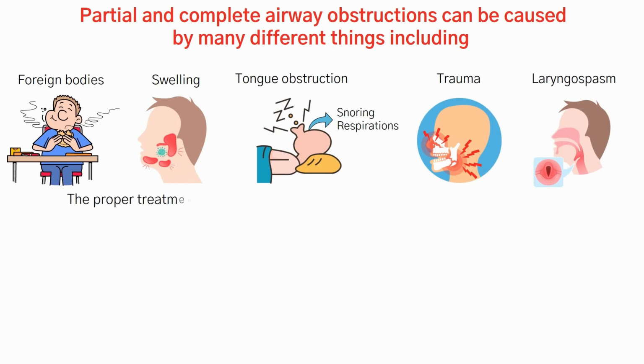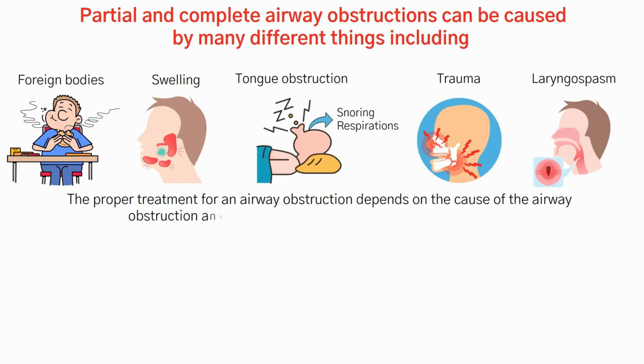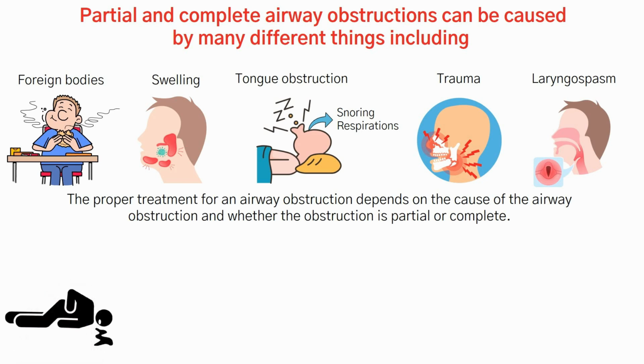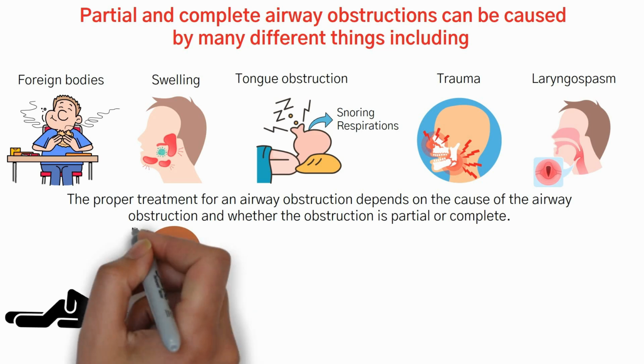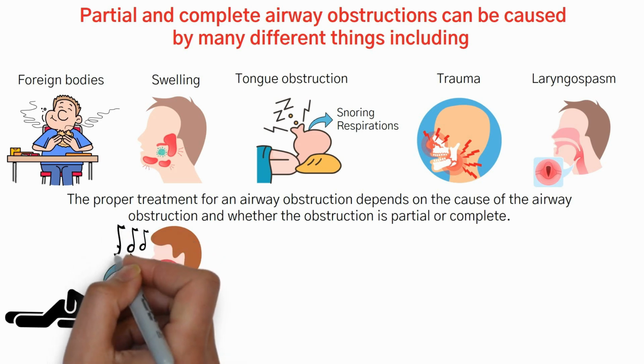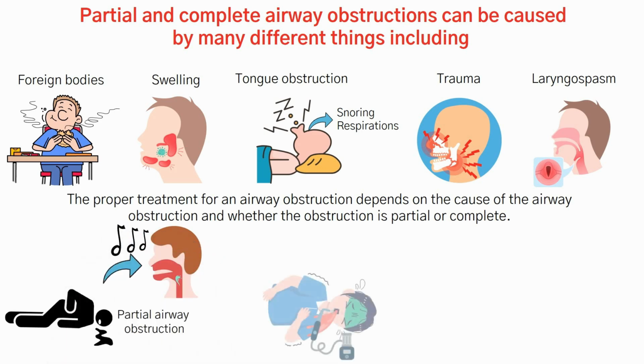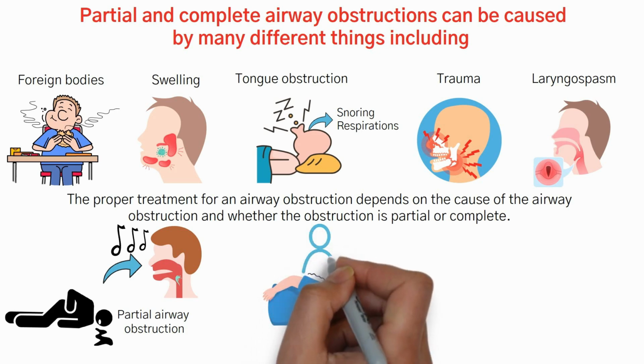The proper way to manage an airway obstruction depends on the cause of the airway obstruction and whether the obstruction is partial or complete. For example, if a patient has gurgling respirations, it indicates fluid in their airway. This would be known as a partial airway obstruction since the patient can still partially breathe. Hence the fact you can hear the gurgling respirations, or air coming through the fluid.